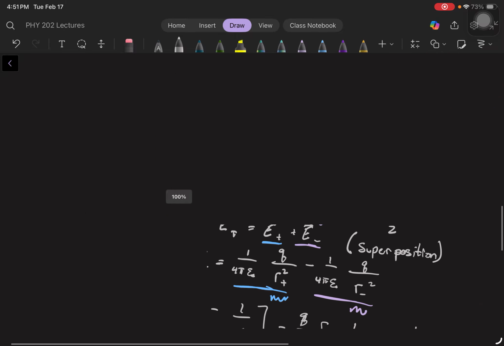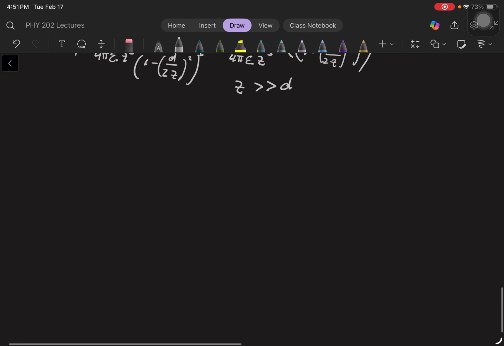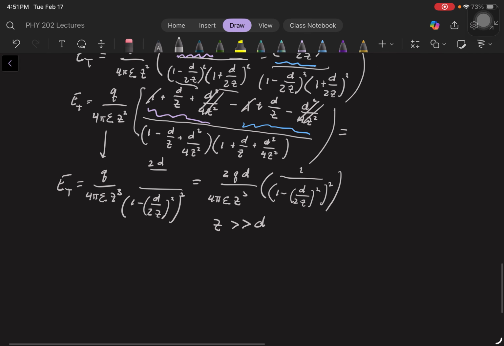Scrolling up. All right. Reminder that z is the distance we're looking at, d is the dipole separation. With the idea here being that in general, dipoles are very close to each other. And so if you are far away from a dipole, meaning even a few centimeters from typical dipoles, that z will be much greater than d. And so then we can say d over 2z is much less than 1.